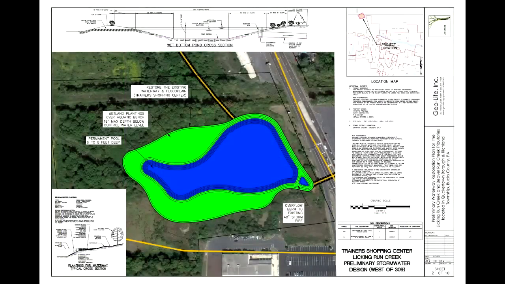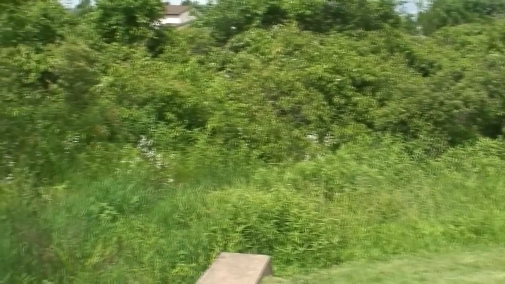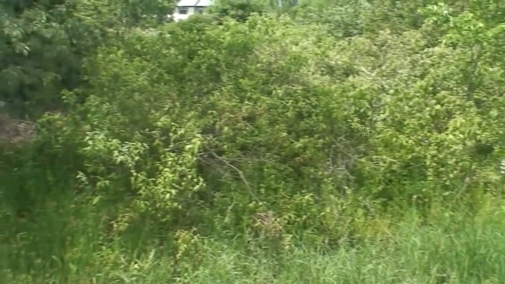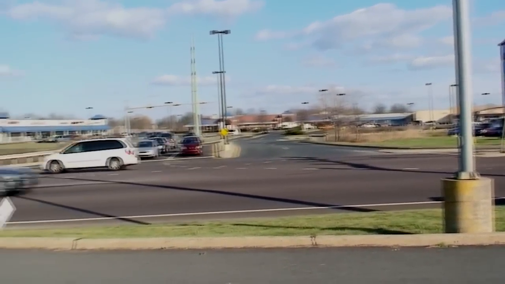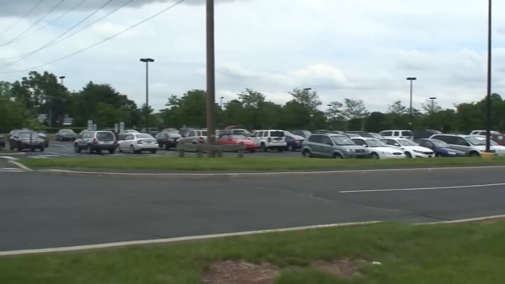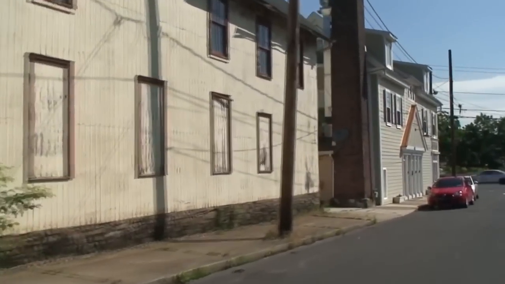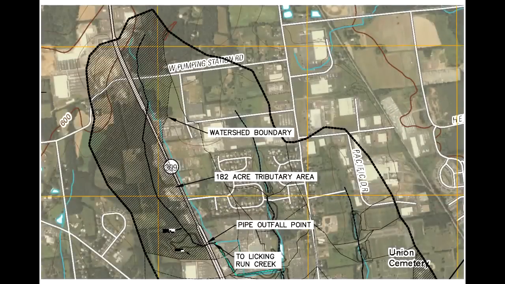This is an existing wetlands located on the west side of 309 and just north of the Kmart Shopping Center. A lot of polluted runoff comes from State Road 309 and also from the Kmart Shopping Center, as well as other properties upstream of this. The total tributary area to this wetland is 182 acres.